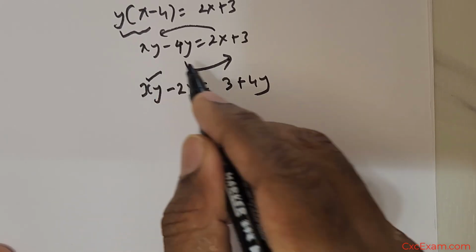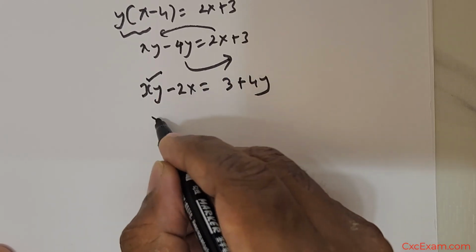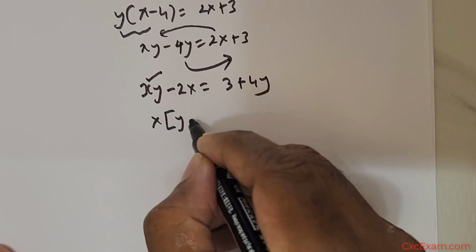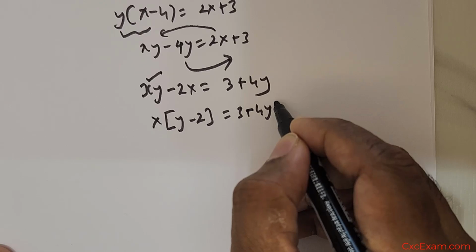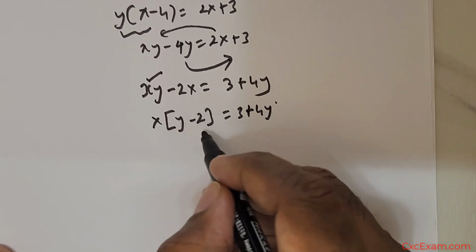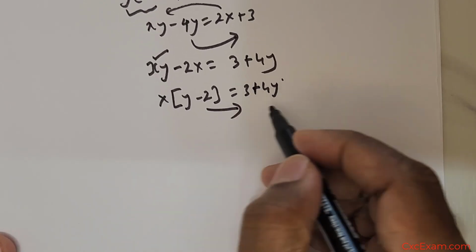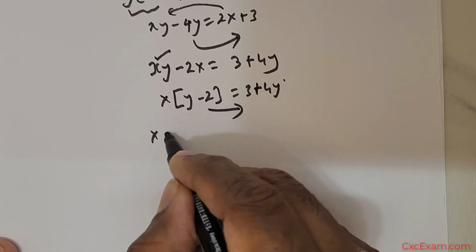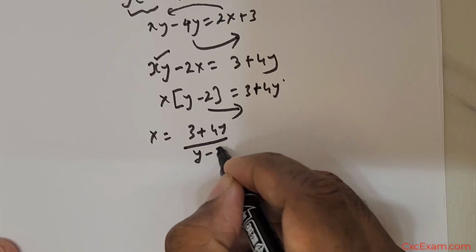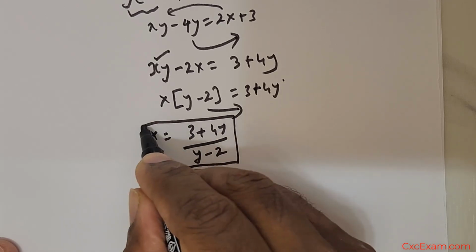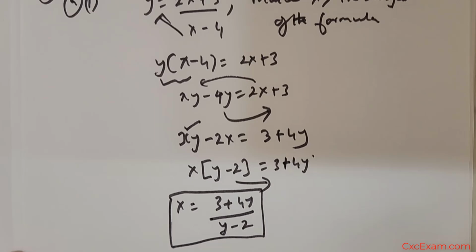From here you pick out the x as common factor. That would give you x(y - 2) is equal to 3 + 4y. Now push this (y - 2) towards the right, and that is going to give you x equals (3 + 4y) divided by (y - 2). So this is the required solution for the question.